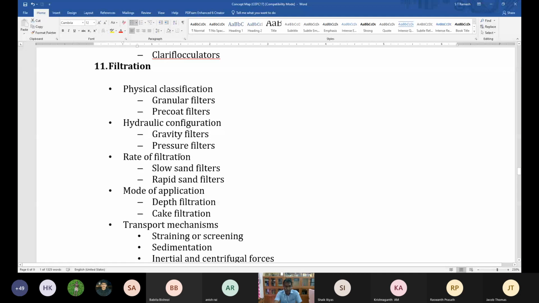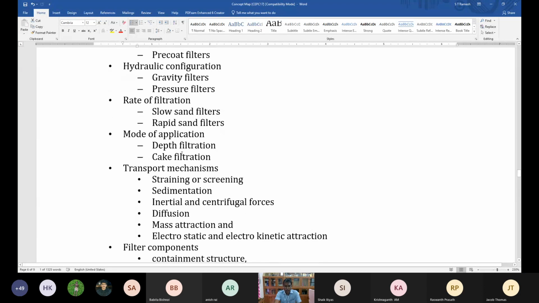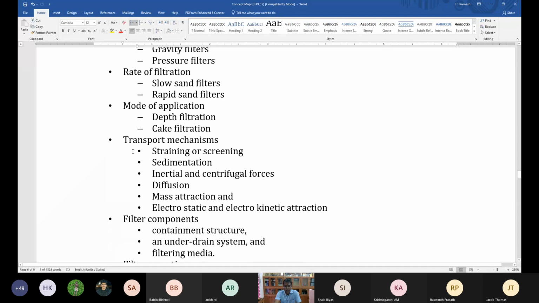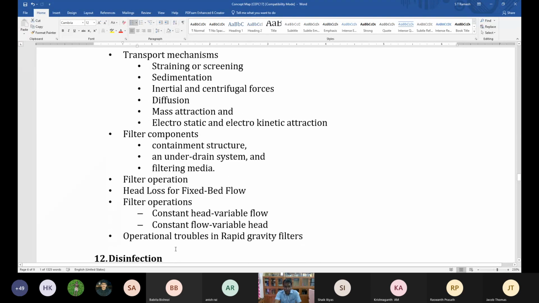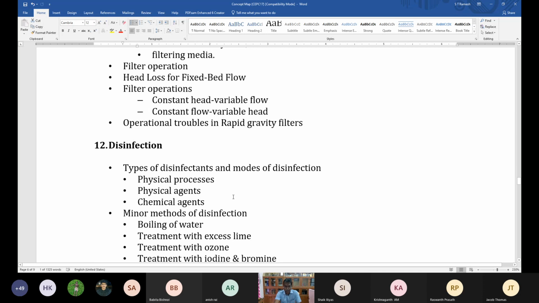Anyway, we will be discussing the physical classification and hydraulic classification of filters. Based on the rate of filtration you can also classify them into slow sand filters and rapid sand filters, and by mode of application you can have depth filtration and cake filtration. We'll also discuss the different transport mechanisms, filter components, how to estimate the head loss, and how to operate the filter, in detail.